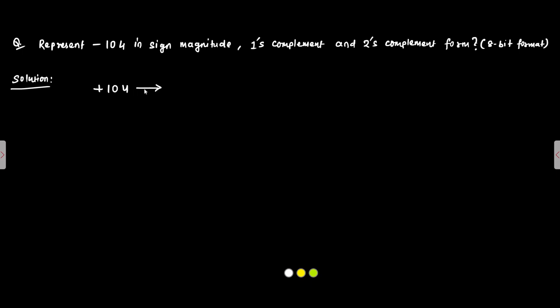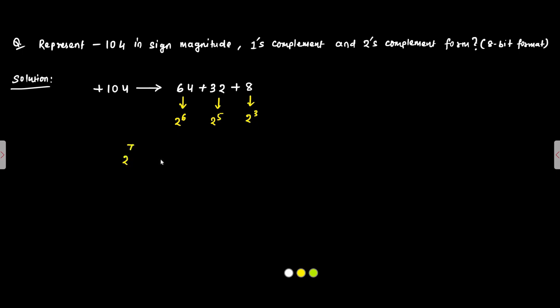So we can split 104 as 64 plus 32 plus 8. Yes, that is 104. So 64 is 2 to the power 6, 32 is 2 to the power 5, and 8 is 2 to the power 3. Then we'll write the weights in 8-bit format.